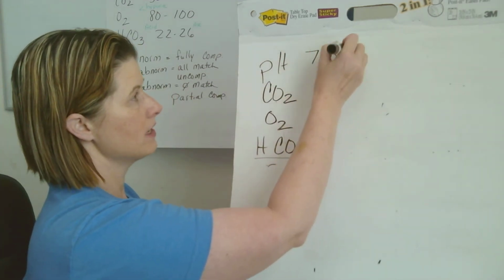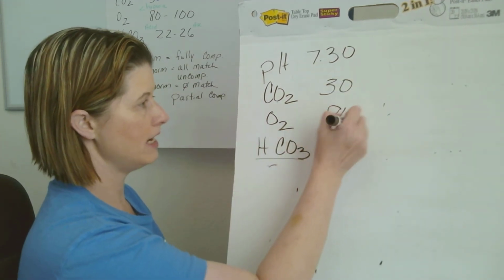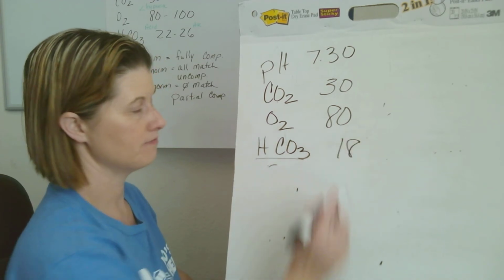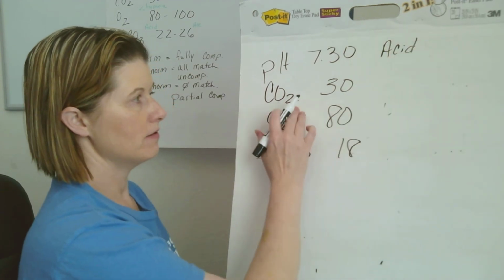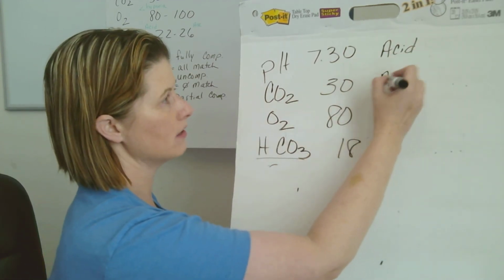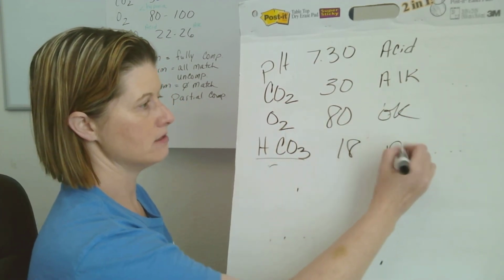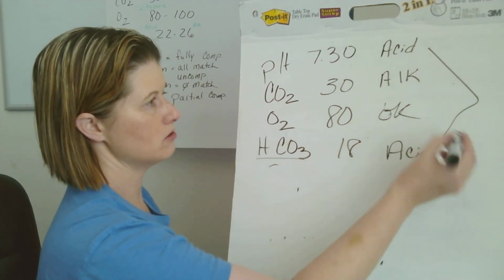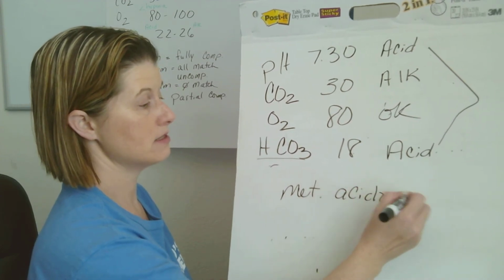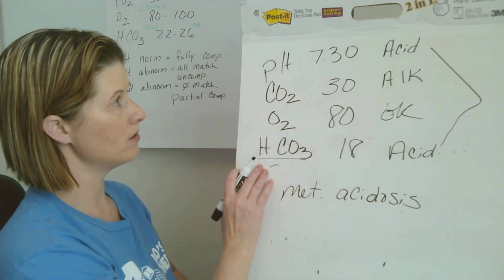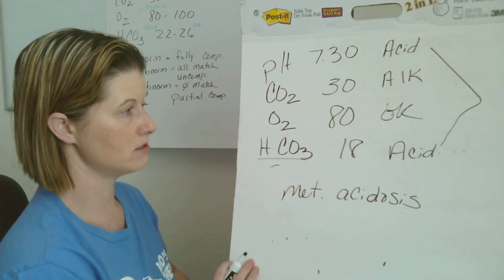So here's one more. pH of 7.30, CO2 of 30, O2 of 80, and a bicarb of 18. So again, methodically, the pH is acid. The CO2 is alkaline. The O2 is okay, and the bicarb is acid. These two match, so we have a metabolic acidosis because it is the bicarb, and the bicarb is metabolic, or the kidneys. Okay, so we have a metabolic acidosis.